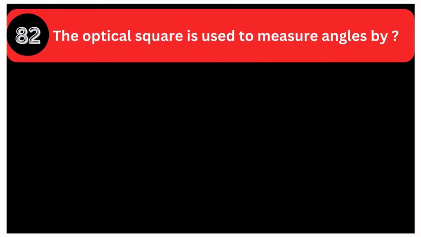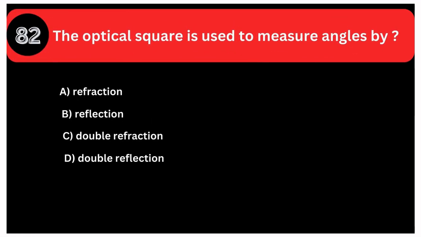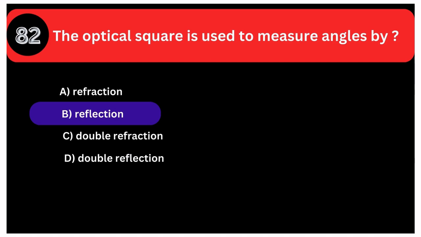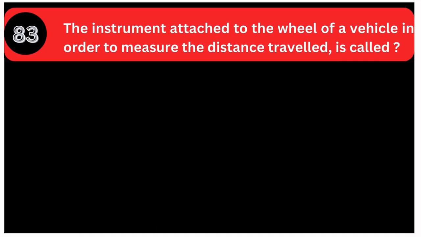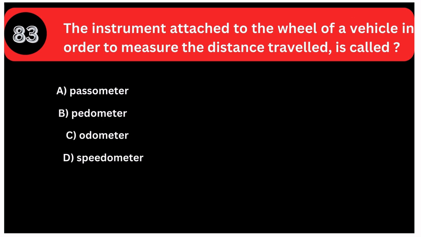The optical square is used to measure angles by. Options: A, refraction; B, reflection; C, double refraction; D, double reflection. Answer: B, reflection. The instrument attached to the wheel of a vehicle in order to measure the distance traveled is called. Options: A, passometer; B, pedometer; C, odometer; D, speedometer. Answer: C, odometer.